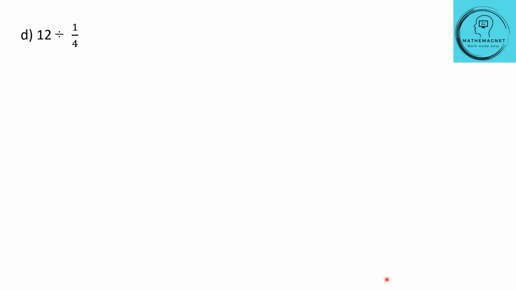Let's look at the next question D. 12 divided by 1 by 4 becomes 12 into 4 by 1, which is equal to 48 by 1 or equal to 48. Question E. 11 divided by 1 by 9. So it becomes 11 into 9 by 1, which is 99 by 1 or 99.